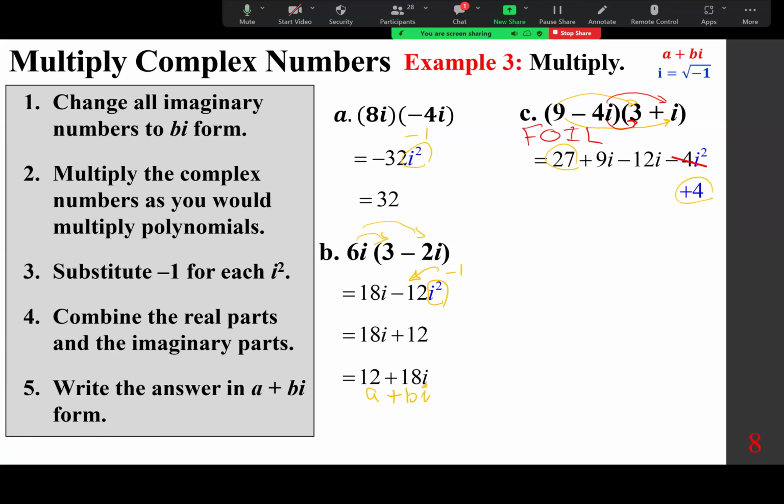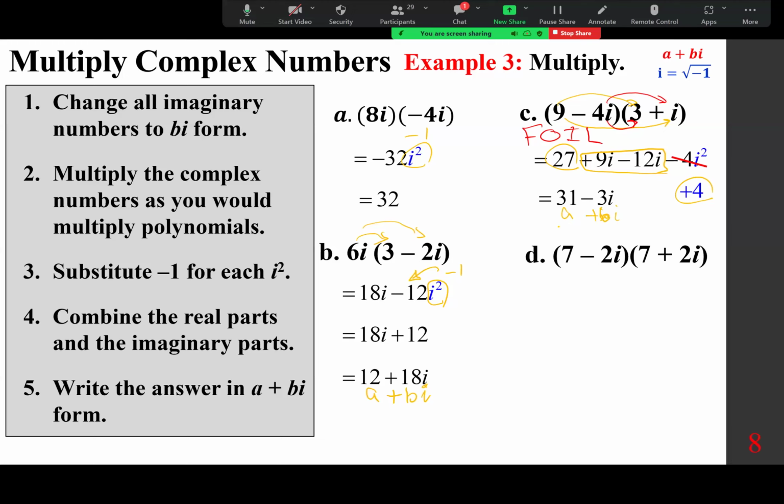27 and 4 can be added to 31. 9i minus 12i, they can be added to negative 3i. And it's in the form of a plus bi. By the way, please notice that b is negative 3 in this case.